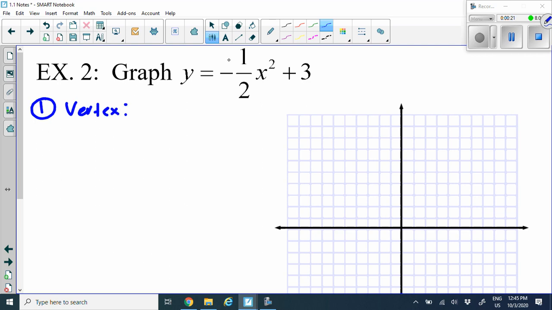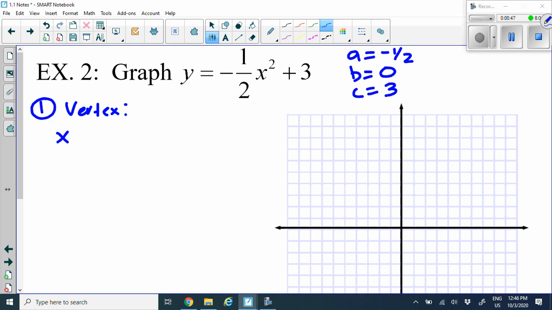So remember, to figure out the vertex, we need to solve for our x. Now what I like to do is indicate what's our a value, what's our b, and what's our c, okay? Now remember, a is the number in front of the x squared, that's going to be -1/2. What about our b here? Oh, it's going to be 0. And then what about our c? That's going to be 3. So be careful, because notice we are missing the middle term, okay?